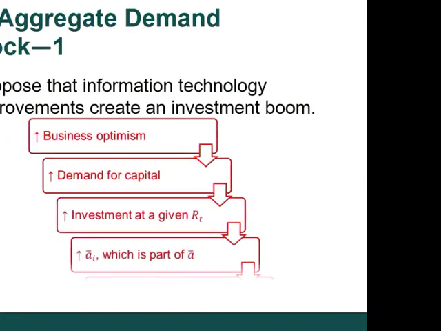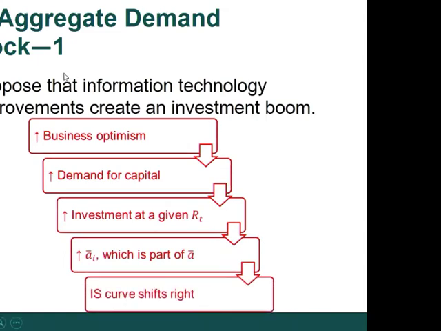What else do we have here? Something a little bit thinking outside of the box. So information technology creates an investment boom. So for whatever reason, they are very optimistic. Demand for capital investment goes up at any given interest rate, and that is part of autonomous investment. So investment in this case didn't increase due to interest rate changes, but simply because businesses are more positive. So that's an autonomous shock, and hence we are shifting the IS curve.